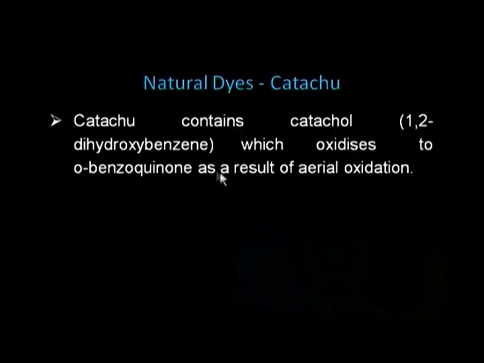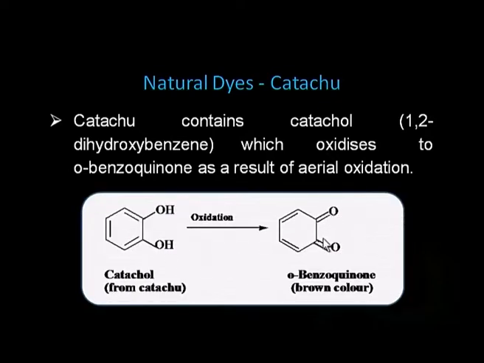Catechu contains catechol, 1,2-dihydroxybenzene, which oxidizes to ortho-benzoquinone as a result of aerial oxidation. And as we all know, whenever there is a quinoid structure present in a molecule, then there is color associated with the molecule, and that is why the ortho-benzoquinone, which is formed as a result of oxidation of catechol, shows a brownish red color.